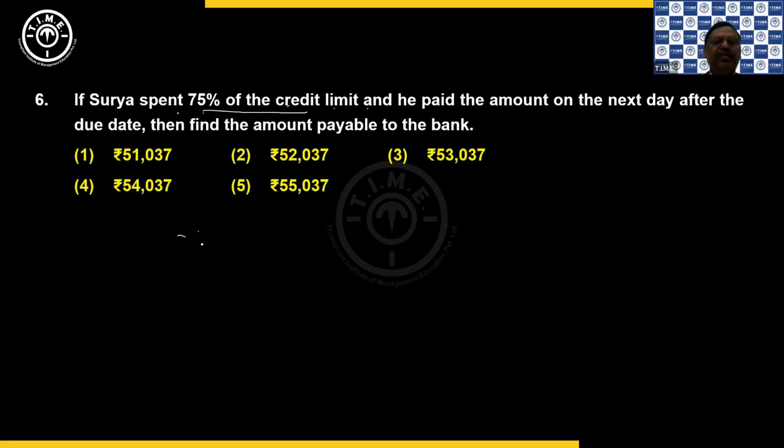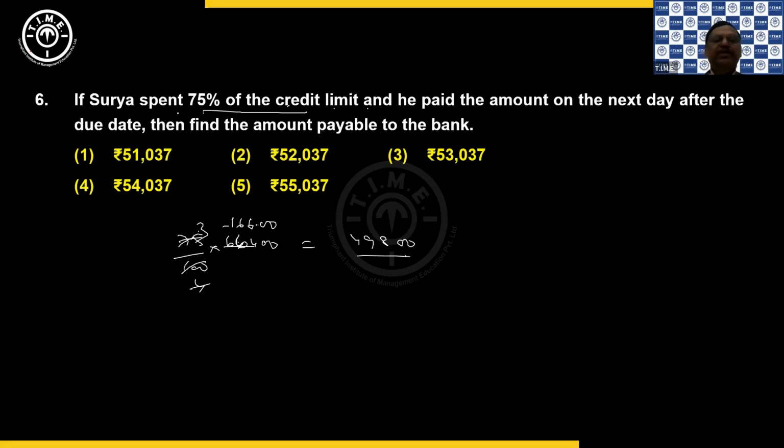75% of 66,400 means you can see 3/4 of 66,400, which is 49,800. So 49,800 is the spending.